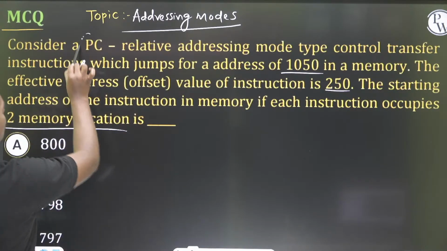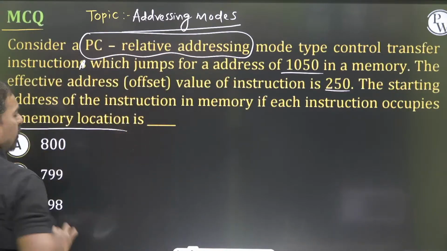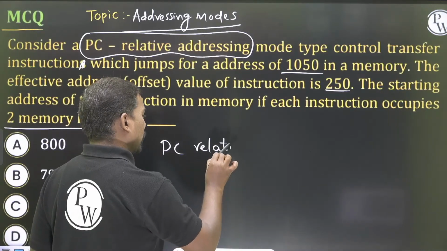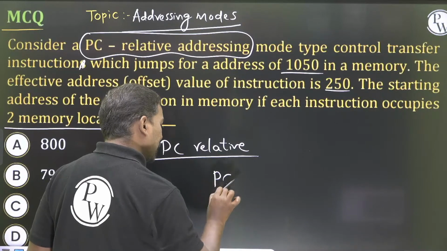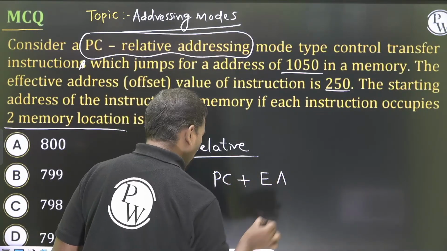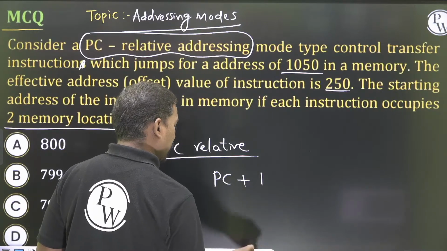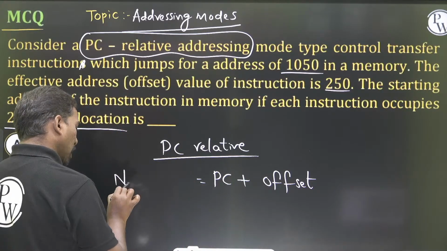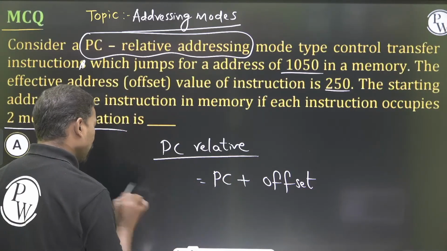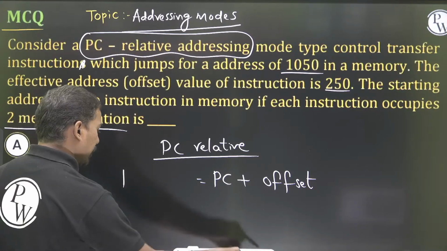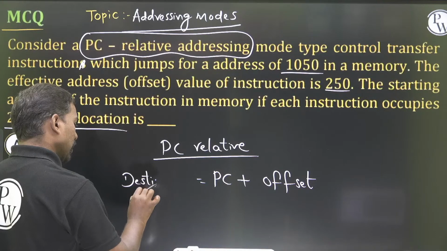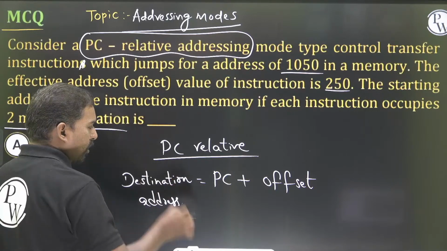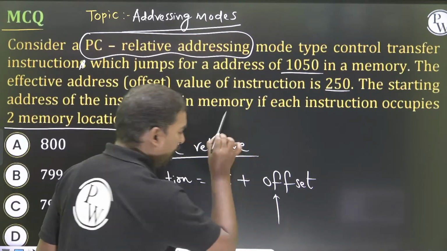First of all, you should understand what this PC relative addressing is. In PC relative addressing mode, the representation will be PC plus offset, where the offset is the effective address. So PC plus offset is equal to the new address, which we can call the effective address or the destination address. Am I right or not? In addition to the PC value, we also have the offset.